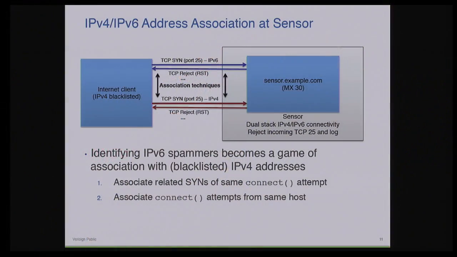So we have to do some type of association between otherwise apparently disparate connection attempts at the sensor MTA. So somehow we have to be able to associate these. And we basically take two steps, in preliminary analysis, to look at how these might be associated, at least initially, in a kind of naive fashion. There are two steps: the first one is to identify associated SYNs from the same connect attempt, connect referring to the socket API, and then associate different connect attempts from the same host, meaning the IPv4 and the corresponding IPv6.